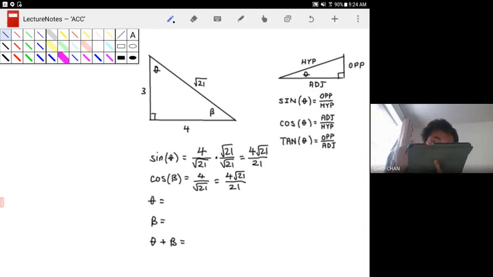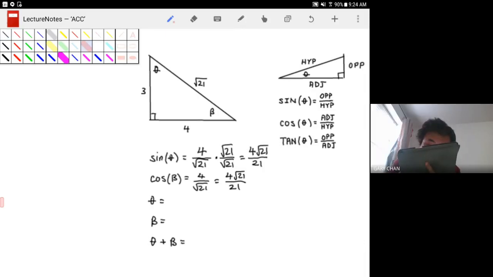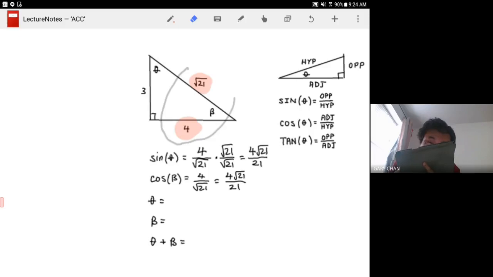That's right. And if you need convincing, the side adjacent to beta would be 4, and the hypotenuse is radical 21. So again, we're going to end up with the same thing. This is not a coincidence, as we are seeing.